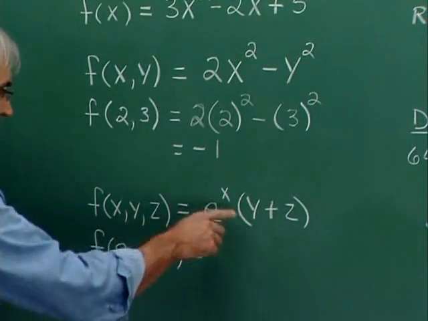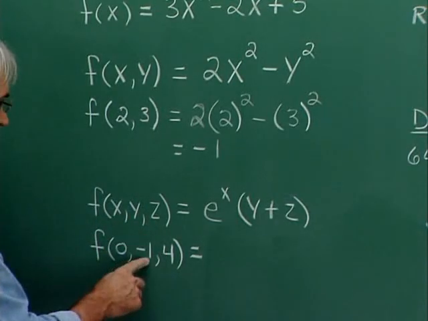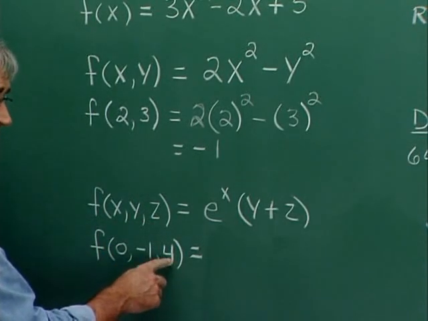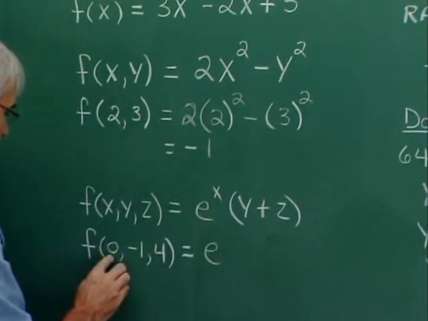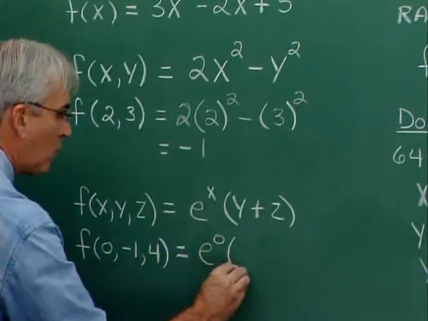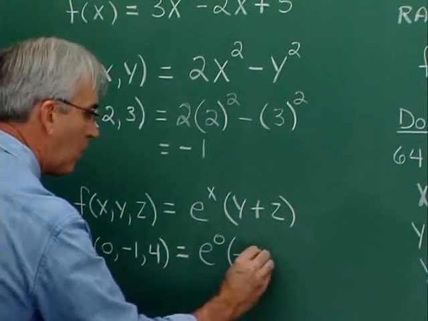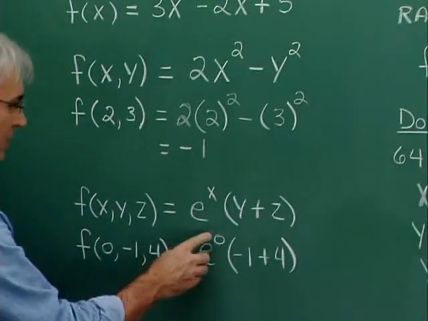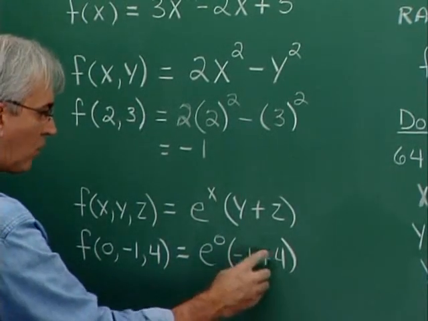If we want to evaluate, find the value of the function when x is 0, y is negative 1, z is 4, we just plug these values in. So we would have e to the, well, let's see, x is replaced with 0, y is replaced with negative 1, z is replaced with 4, and we evaluate. Now e to the 0 is 1, so this is negative 1 plus 4, oh, that's 3.